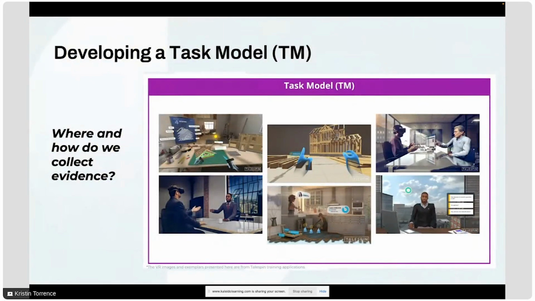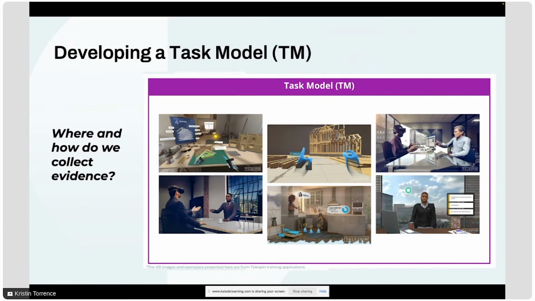And then finally, the task model. So the task model deals with where and how we collect evidence based on learners' actions in the VR learning experience. Task modeling helps to expedite the design of various learning activities by defining the specifications for the tasks, which essentially provides a blueprint for learning activity design.